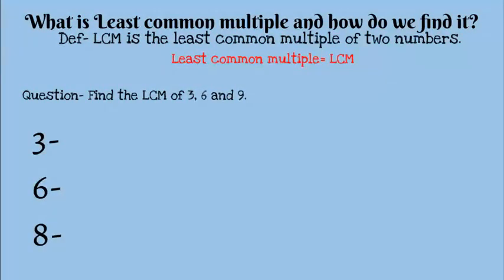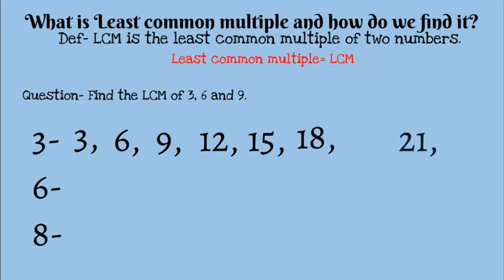The second problem is a bit harder, I guess. It has three numbers we need to find a least common multiple for. So we have 3, 6, and 9. It's the same procedure. We first start out by listing the multiples. Let's start out with 3. 3, 6, 9, 12, 15, 18, 21, 24, and 27.